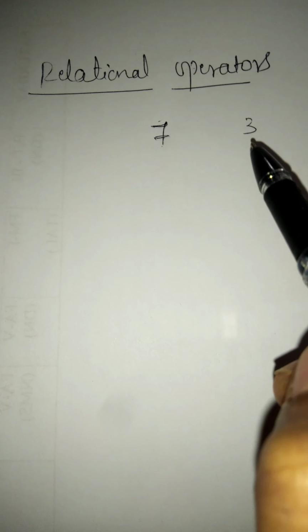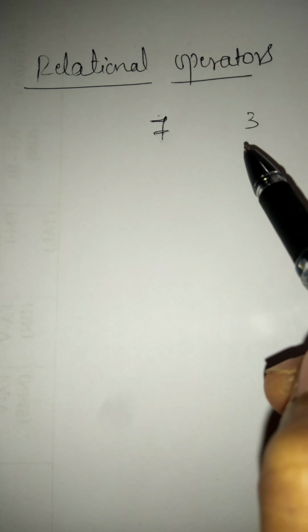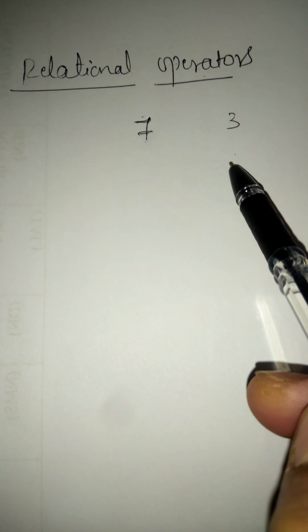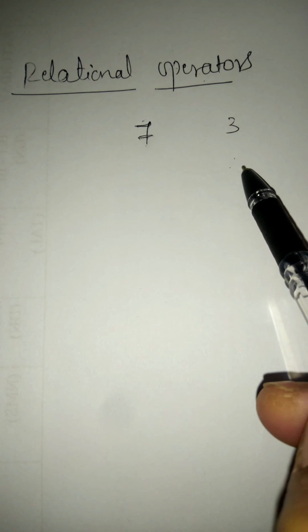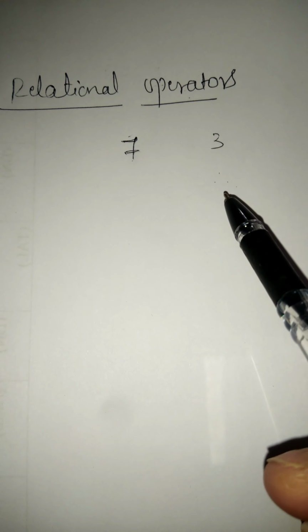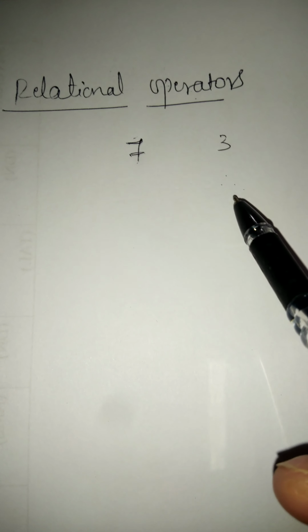For example, assume that we have two numbers, 7 and 3, and I am comparing which is the greater number. In order to do comparisons, we use relational operators. Either I can compare which is the greatest number or the smallest number, or whether the given two numbers are equal or not. So in order to do those comparisons, we use relational operators.